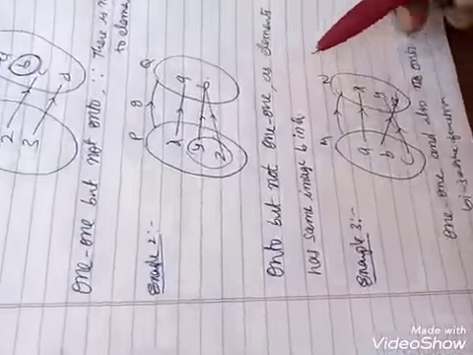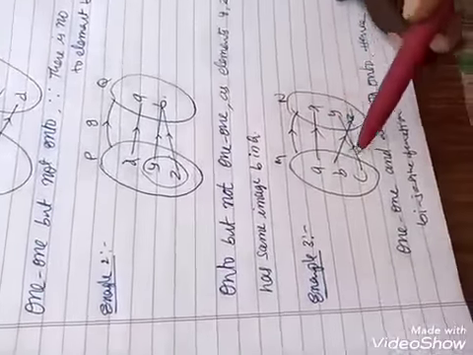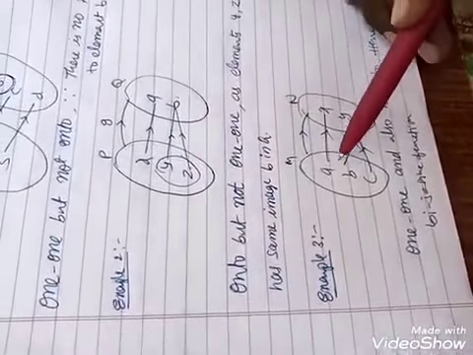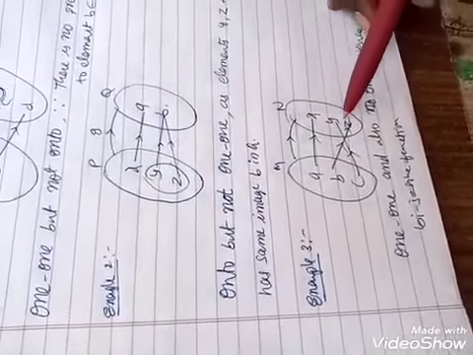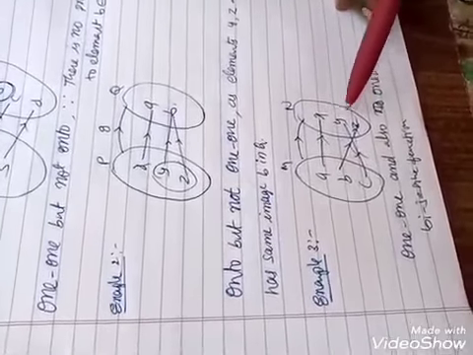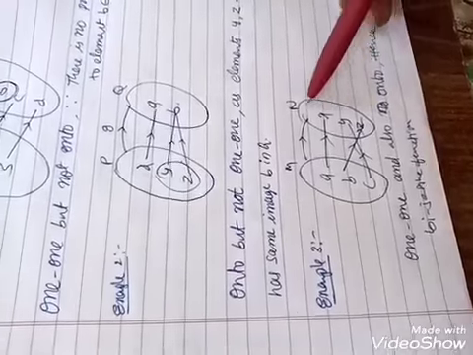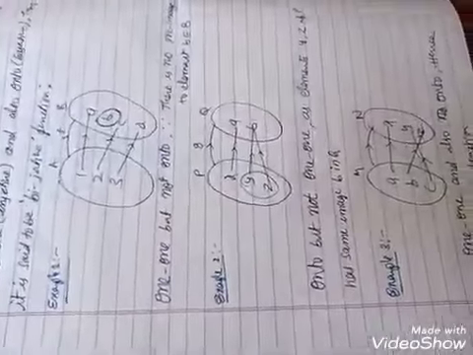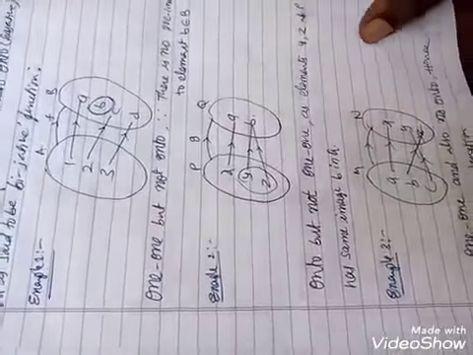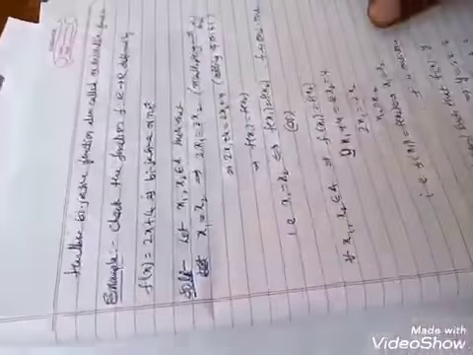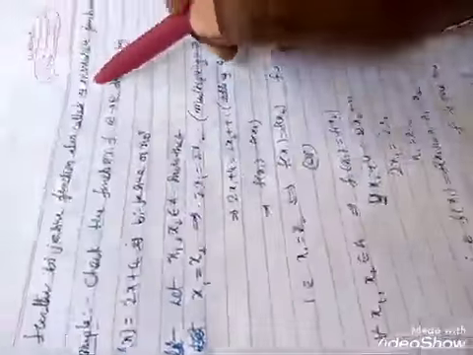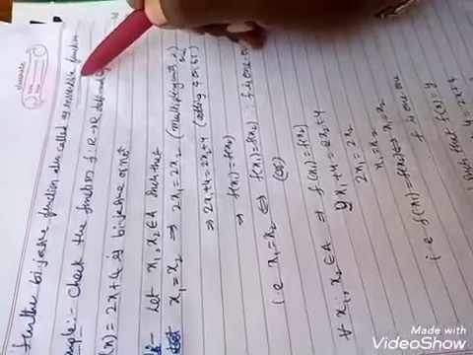Now when we move to the third example, it is a 1-1 function as well as onto. Observe that every element of A is associated with a unique and distinct element, and the codomain is equal to the range. Therefore it is 1-1 and onto, that is a bijective function. A bijective function is also called an invertible function.